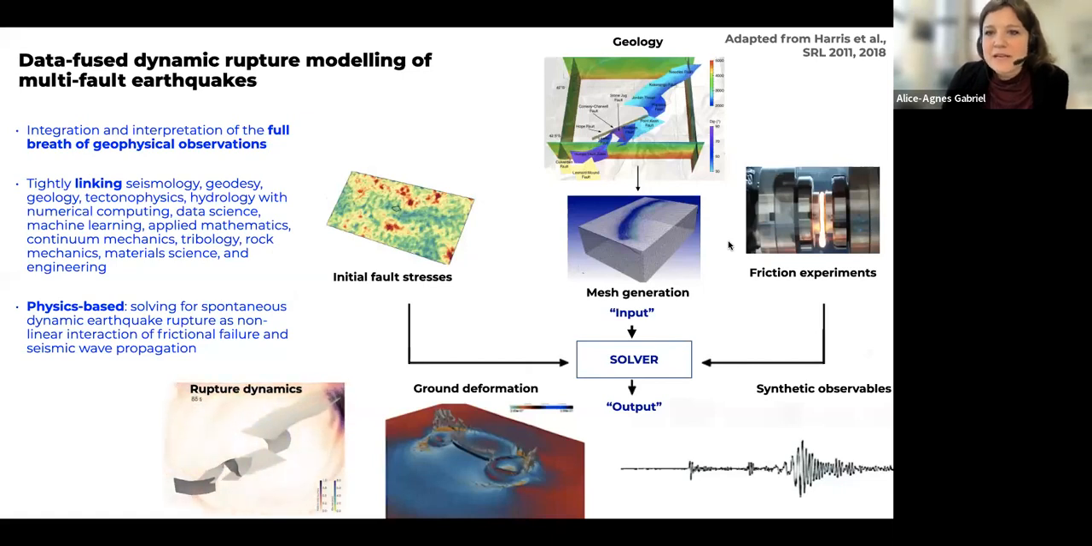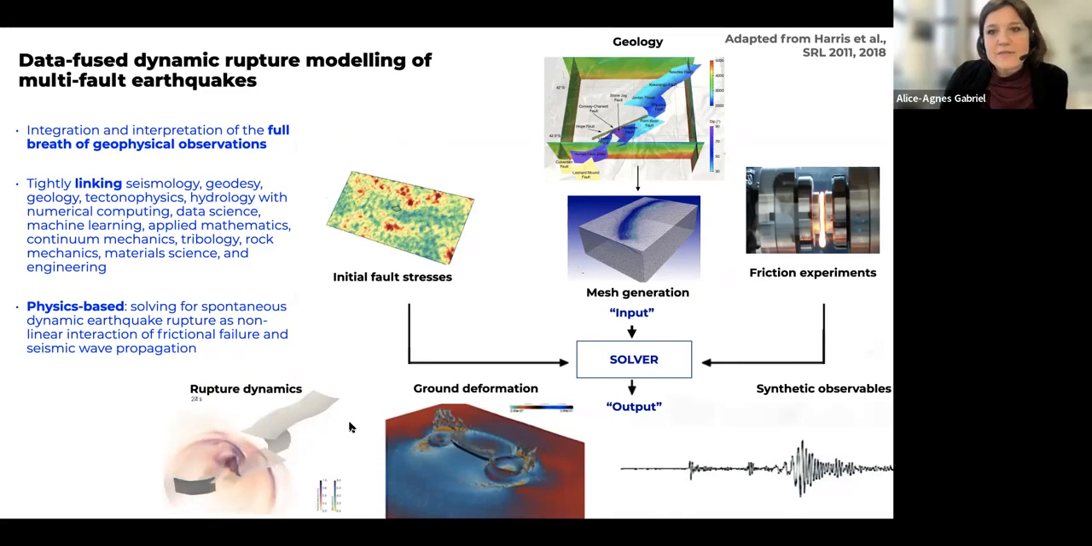We have to discretize these simulations in terms of a computational mesh. We are solving the elastic wave equation, nonlinearly coupled to friction laws on the prescribed fault interfaces. And we're generating output in the sense of synthetic observables. So that could be seismograms, that could be ground deformation, that can, for example, then serve as input for tsunami simulations. And of course, we're also seeing everything that happens in terms of earthquake physics on these fault systems.